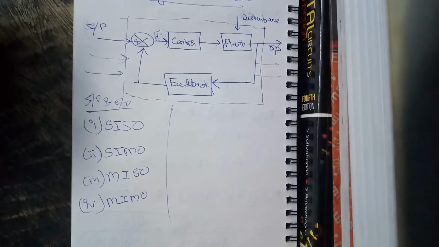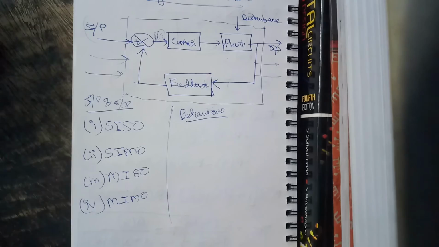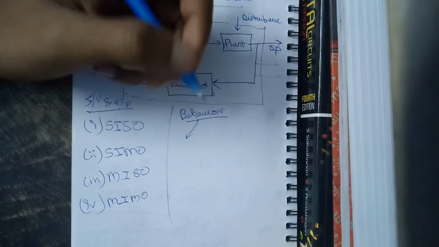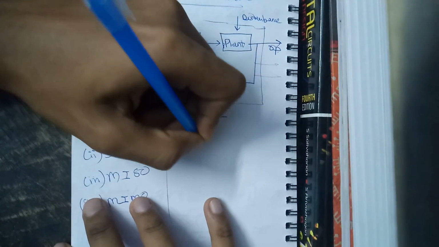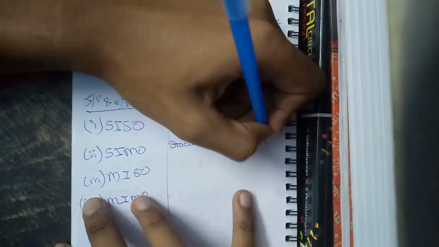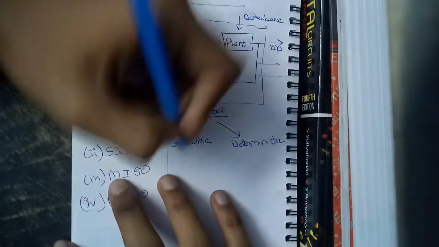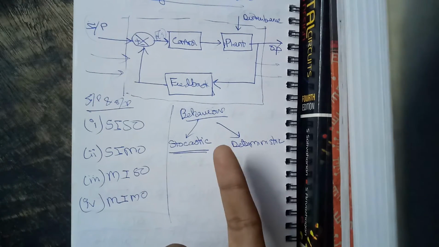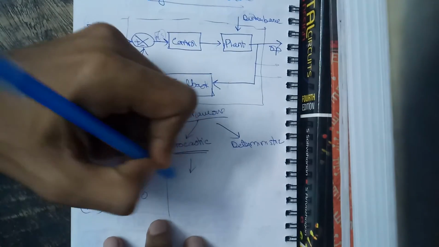Based on behavior, a system can be classified majorly into two types. One is the stochastic system and the other is the deterministic system. Now what is a stochastic system? A stochastic system is a system in which we cannot predict the behavior of the system. That is, the system is too random due to disturbances or other things. That is a random system.